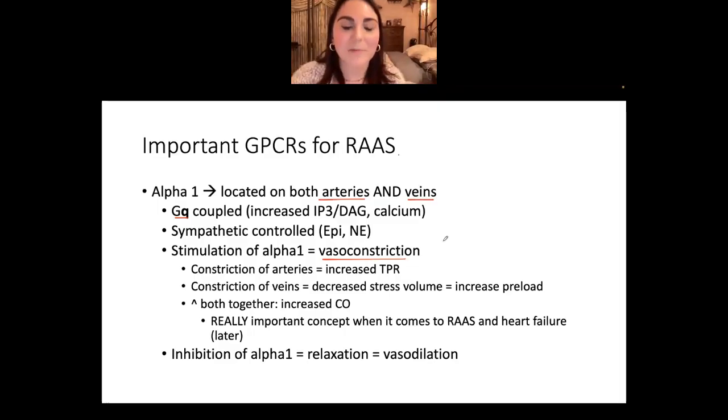And altogether, if I'm increasing my total peripheral resistance, I'm increasing afterload, and I'm increasing preload, I'm going to increase my cardiac output. And this is a really important concept when it comes to RAAS and heart failure, which we're going to talk about later. So just keep this in mind: if you stimulate an alpha-1, you're getting vasoconstriction. You're also getting venoconstriction, but vasoconstriction is what you typically should think about when you hear alpha-1. If you inhibit alpha-1, so you give an alpha-1 receptor blocker, you get vasodilation.